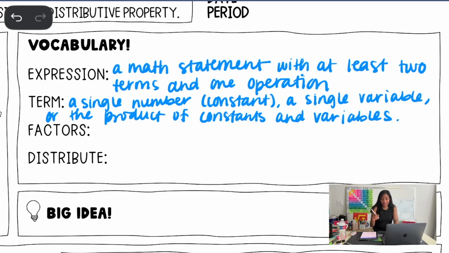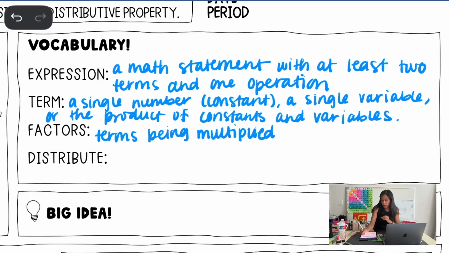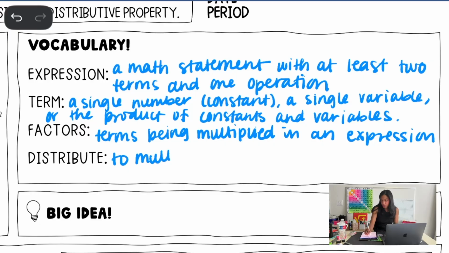All right. Factors are the terms that we are multiplying within an expression. So terms being multiplied in an expression. And to distribute means that we're going to multiply, except this time we're going to multiply across a sum or across a difference. So to distribute means to multiply across a sum or difference.